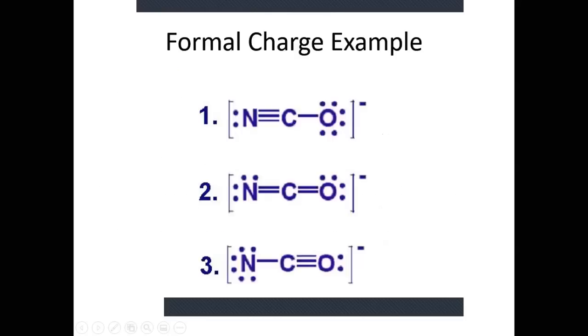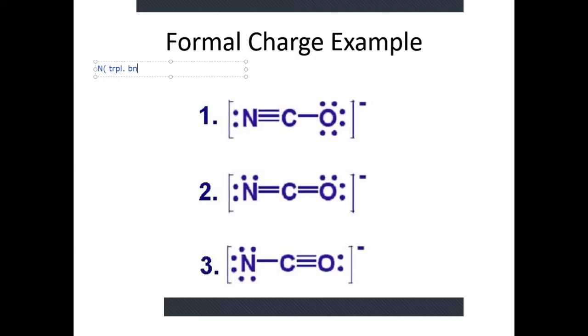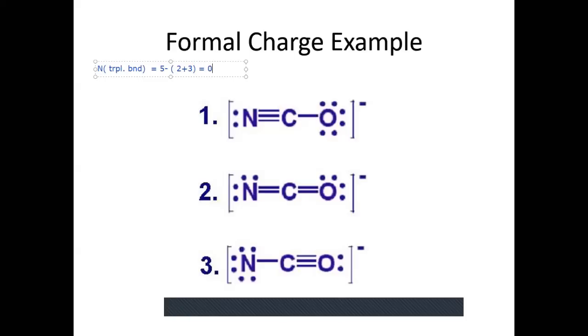So here we want to know which one of these examples of the anion NCO minus is the correct one based on formal charge. We'll start with the first one. We'll calculate the formal charge of a triple bond nitrogen. Nitrogen has 5 valence electrons minus 2 lone electrons plus 3 bonds equals 0.